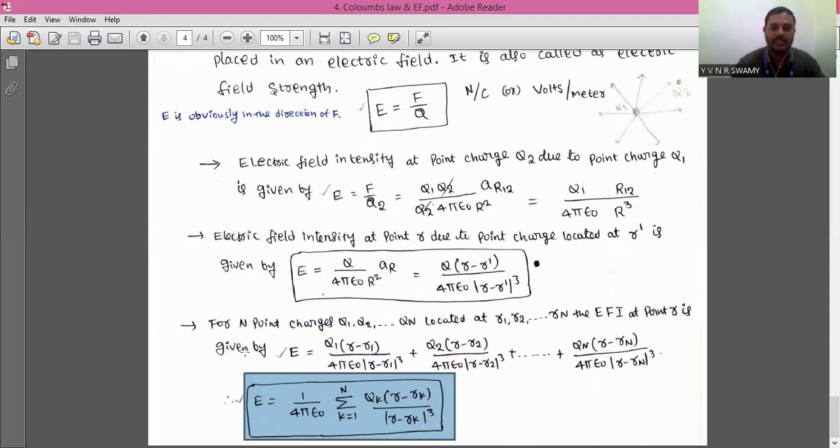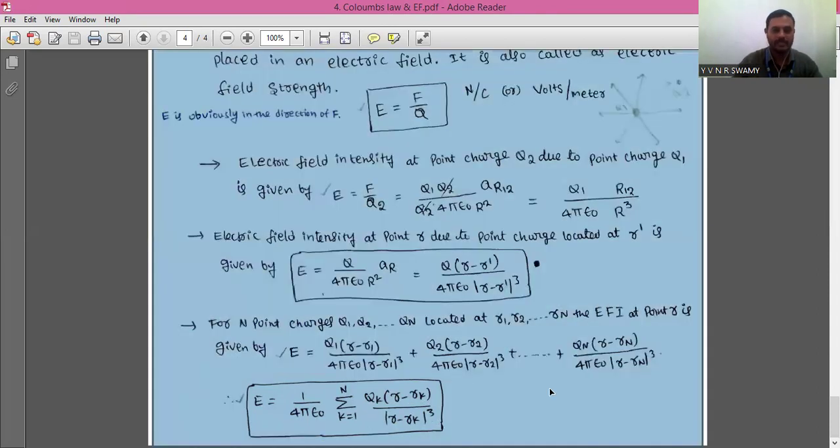Okay, so I hope you understood these two topics, Coulomb's law and electric field intensity, the force from Coulomb's law and the electric field intensity. Okay, so in the next class, we will solve a good problem, one problem on this force and electric field intensity. Okay, thank you.